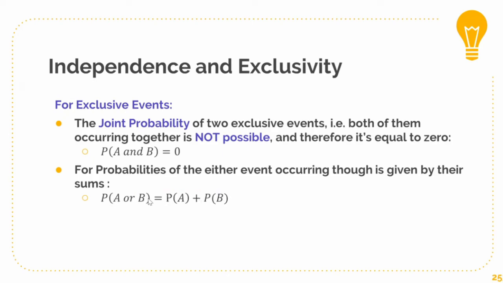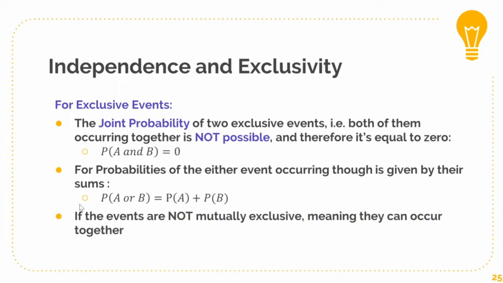So P of A or P of B is given by this. This makes sense intuitively as well. If the events are not mutually exclusive, meaning that they can occur together though, probability of A given B is equal to probability of A.